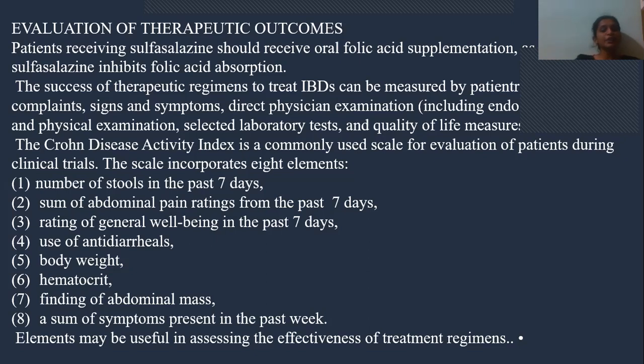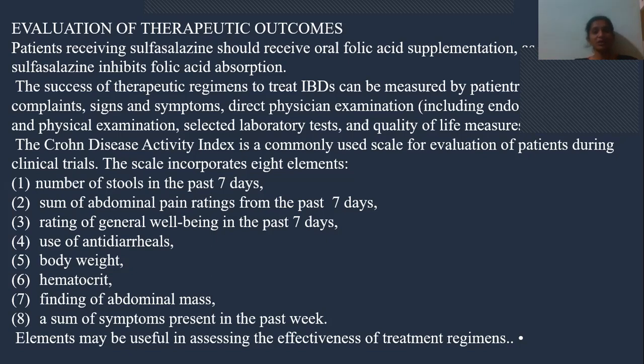Okay. And then the rating of general well-being in the past 7 days. So how was the patient in the past 7 days? And the use of antidiarrheals, like how many antidiarrheals he has used in order to stop this diarrhea, and also the body weight, because in case of Crohn's disease, a patient will be dehydrated, so he may lose weight. So we have to check the body weight also, and hematocrit. If there is any rectal bleed, there will be a decrease in the hematocrit. So we have to take this also into consideration.